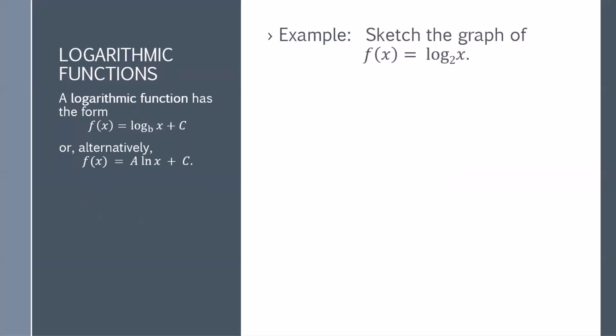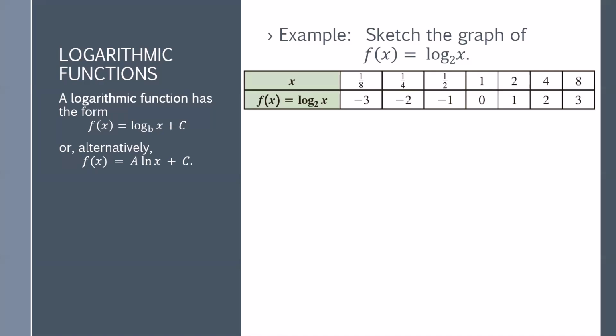Logarithm functions either have the form f of x equals log base b of x plus c, or alternatively, a times the natural log of x plus c. So as an example, let's sketch the graph of f of x equals base 2 log of x. We start with a table of values and use some values we'll pick for f of x, and then we'll use those to find values of x.